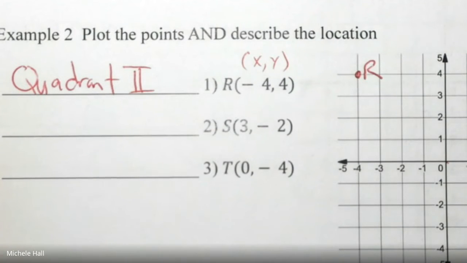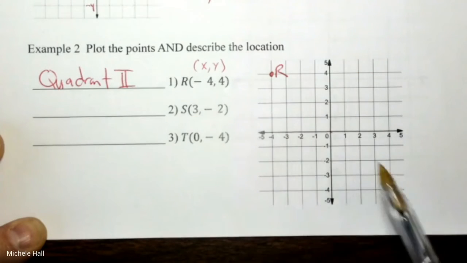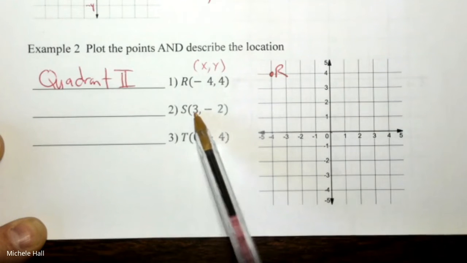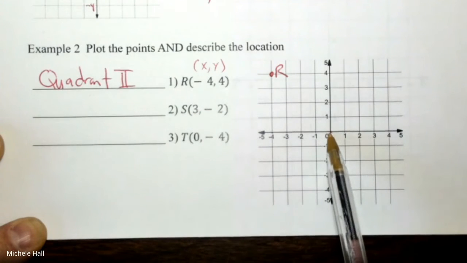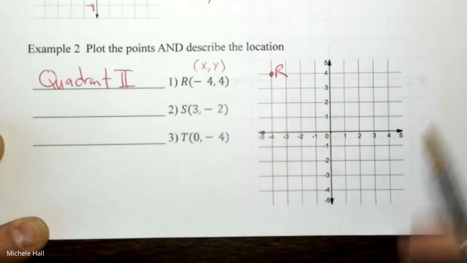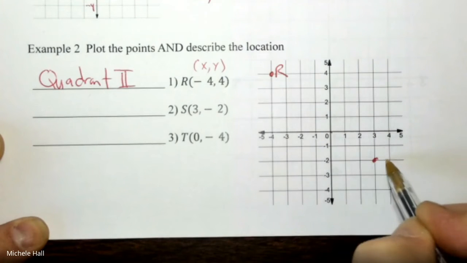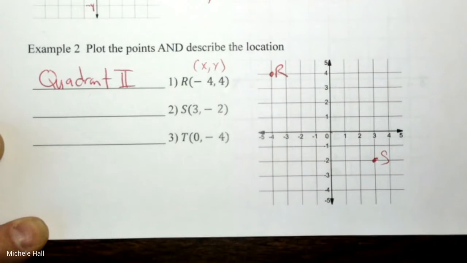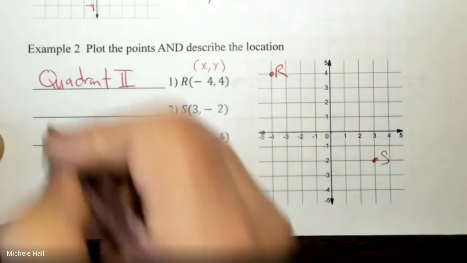Plot points S and T. Point S says you're going to X is 3 and Y is -2. So I need to go +3 for X and then -2 for Y. That would be down 2. That is the point S. And what quadrant is that in? Quadrant 4.